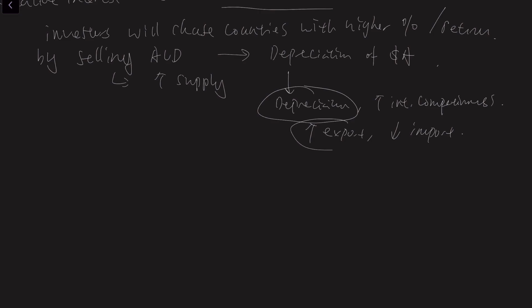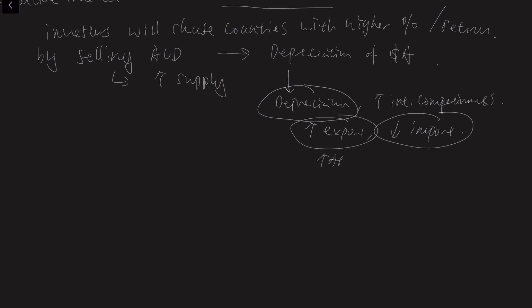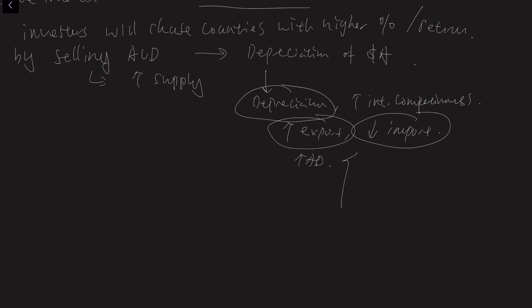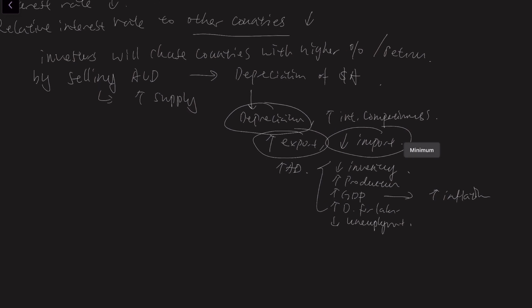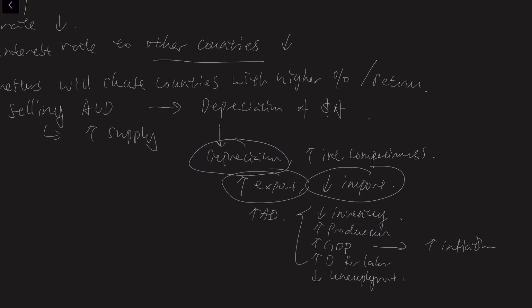And we know that export is an injection to the economy, import is a leakage. So overall it increases AD. When aggregate demand increases, you know the story. The inventory of firms decreases. So firms increase production. Increase in production increases GDP. Increase in production means we have more demand for labor. More demand for labor means lower unemployment rate. And as well, high GDP is linked with a higher rate of inflation. So that's how the exchange rate channel works.